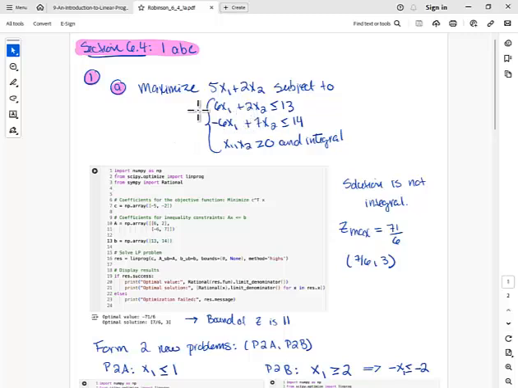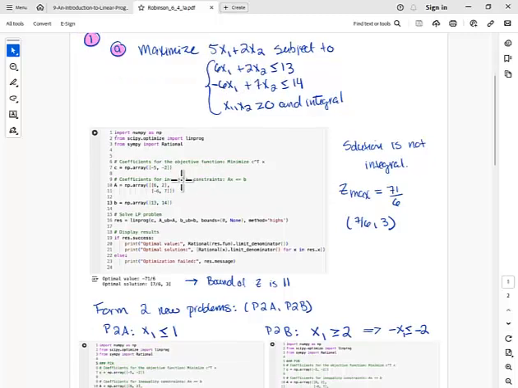So when you do branch and bound, that's how you start. You use the conventional method to solve. In this case, you get a solution of 7/6 and 3 for x1 and x2, and your optimal value is 71/6. Now, this solution is not allowable because x1 is not an integer, but this does give us some information.